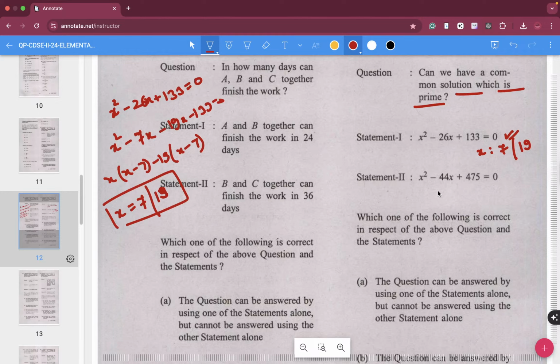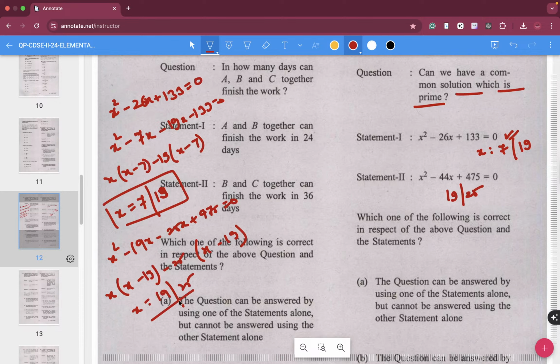Now in this particular one, you can easily guess the values of x are 19 and 25. You solve for it: x square minus 19x minus 25x plus 475 is equal to 0. So x into x minus 19 minus 25 into x minus 19. Over here x is equal to 19 or 25. So this is what we have.